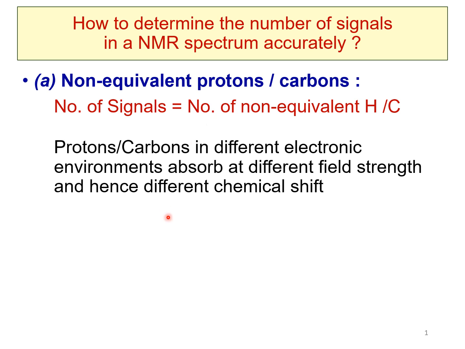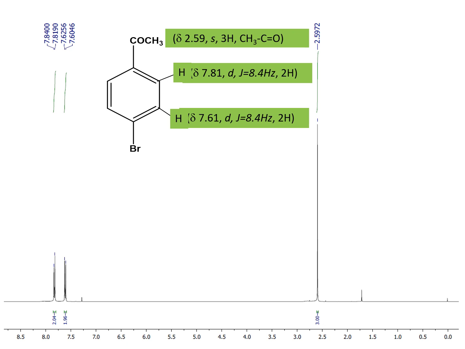You also know each non-equivalent hydrogen or carbon will have a different chemical shift as their electronic environment is different. For example, on a screen you are observing the H1 NMR spectrum of 4-bromoacetophenone. As seen in the structure, there are three types of hydrogen. So three signals you are observing. Two are in the aromatic region while the methyl signal appears at 2.5 delta as a singlet.